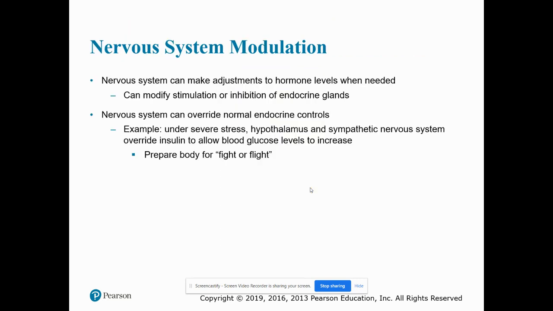And then we have nervous system modulation. The nervous system can make adjustments to hormone levels when needed. It can modify stimulation or inhibition of endocrine glands. And the nervous system can actually straight up override normal endocrine controls. So as an example, in order to prepare the body for fight or flight under severe stress, the hypothalamus and sympathetic nervous system can override insulin to allow blood glucose levels to increase.